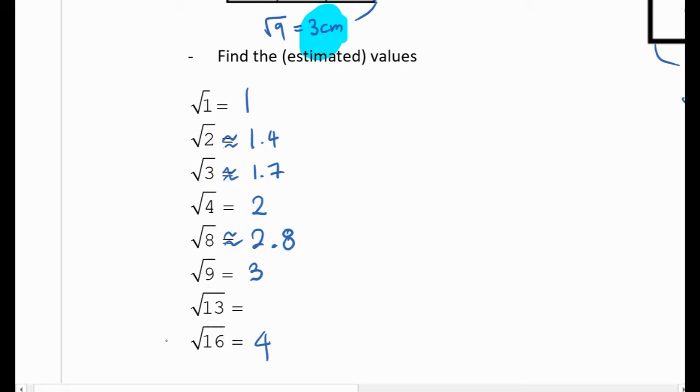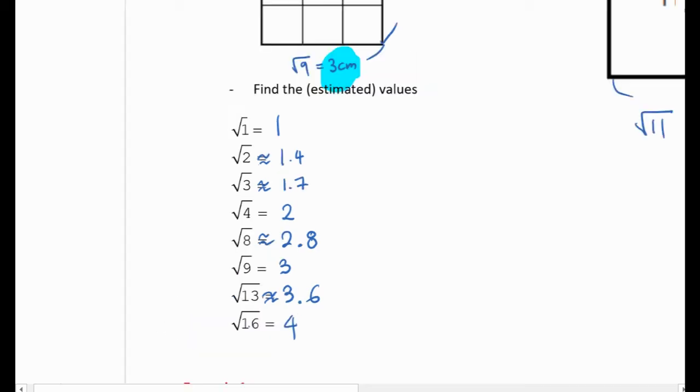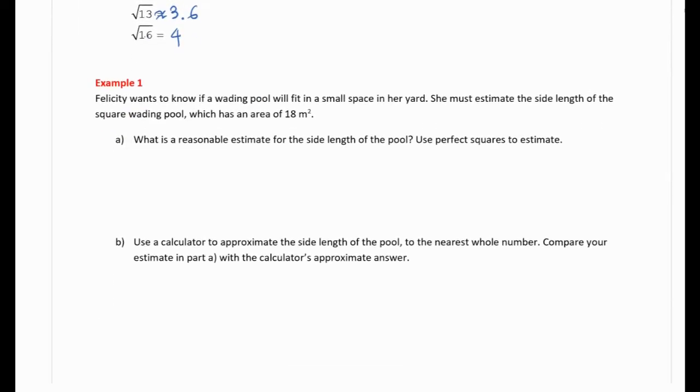All right. Okay, the square root of 13. This is about in the middle, but a little bit closer to 16. The difference between 16 and 13 is 3, and the difference between 9 and 13 is 4. So roughly in the middle, but a little bit closer to 16. So I would say this is about 3.6. Okay. All right. Let's move on.